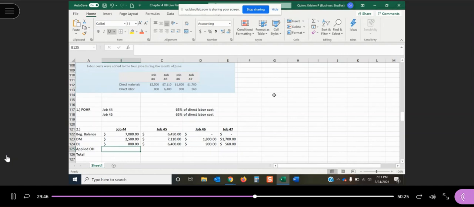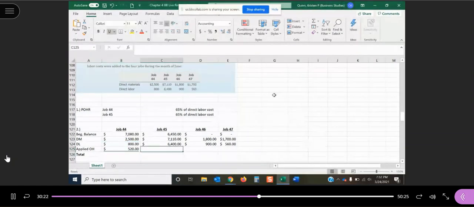And again, the whole purpose of an overhead rate is because each one of these jobs is consuming a different amount of resources we have. And specifically, we're looking at direct labor. So for example, job 45 had $6,400 in direct labor cost, which is only $560 for job 47. So it would be really unfair for us to apply out the same amount of overhead to each one of those jobs, right? They're not consuming the same amount of our resources that we have.